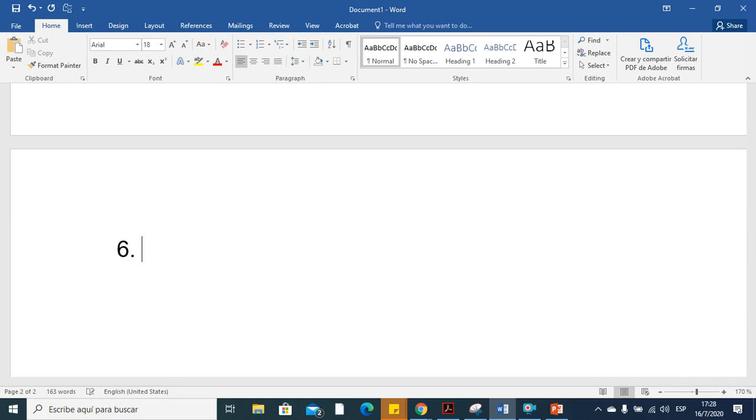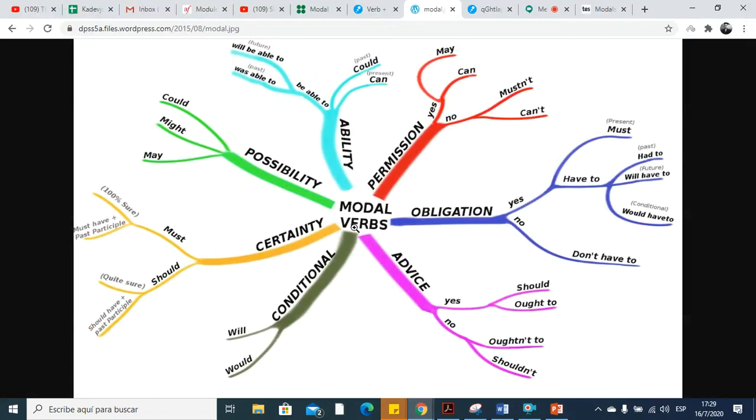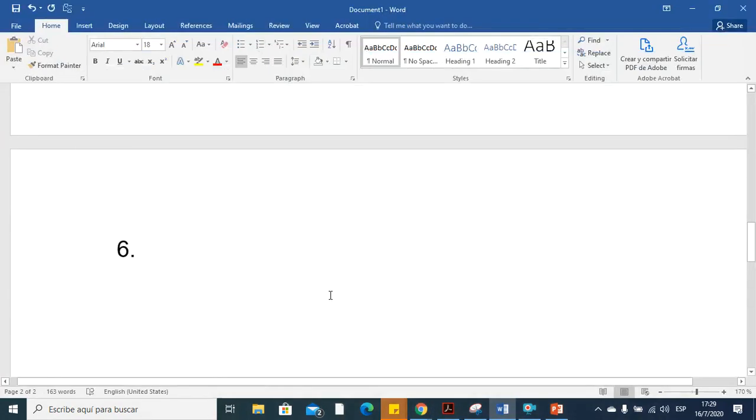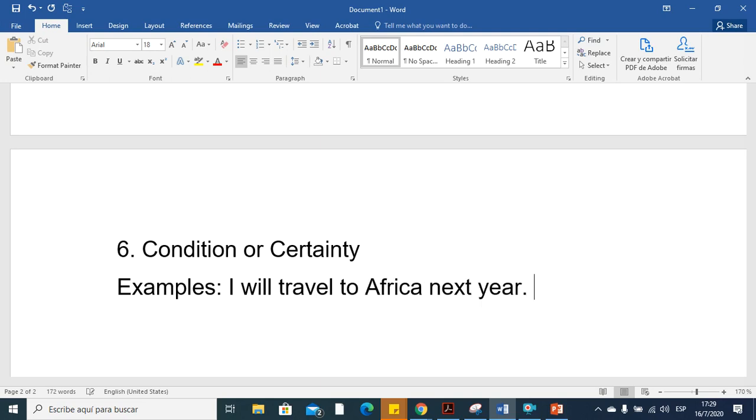Another example would be then, this is one of the most important ones. This one would be conditional, and it can also mean certainty. So for conditionals, condition or certainty. Certainty. There you go. So for condition and certainty, we have the following examples. We can say, I will travel to Africa next year.